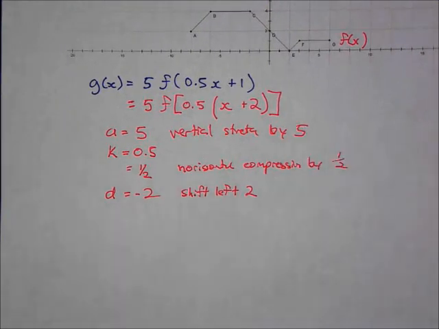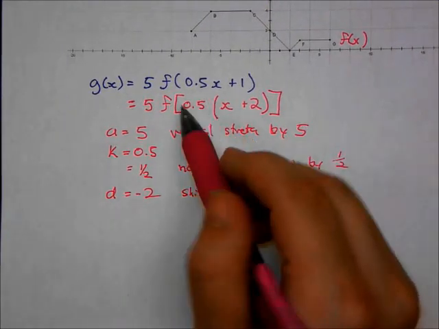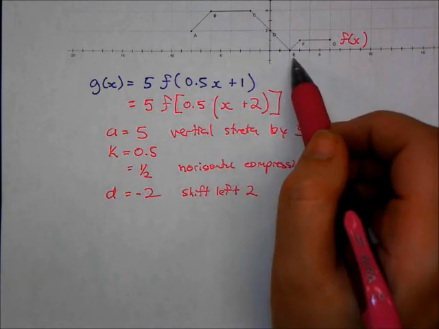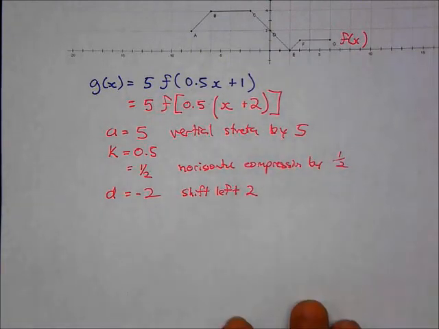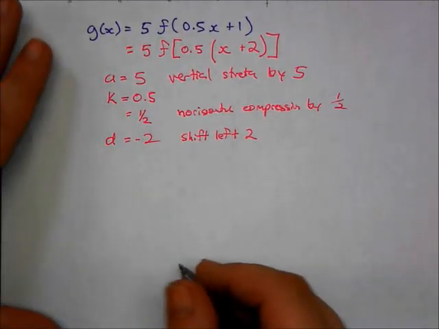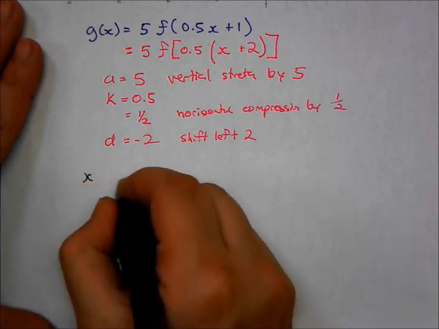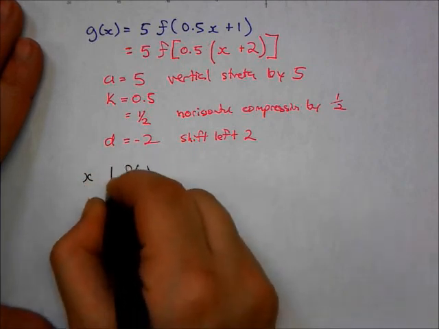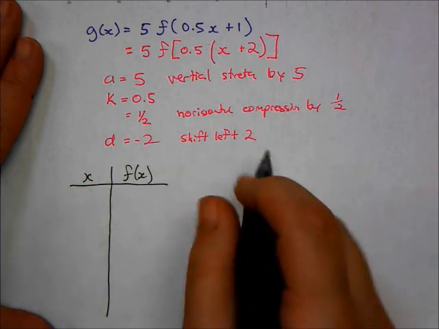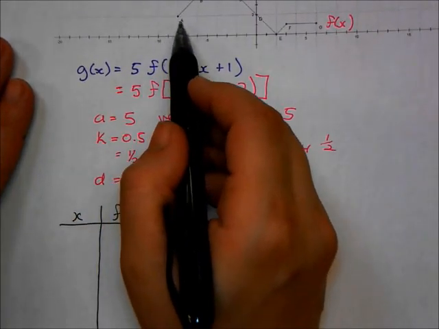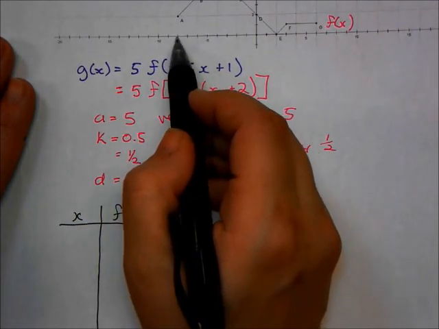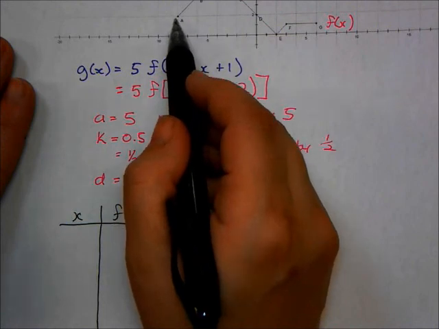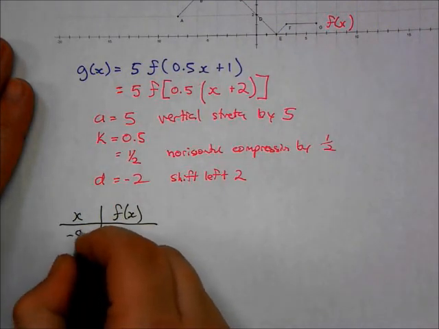How am I going to do this when I don't have a base function? Well, they were kind enough to give me points A, B, C, D, E, F, and G. So let's write out our own points for base functions. Here's x, and here's f of x. What's my first point? We'll go with A. We've got negative 8, 2 is my first point.